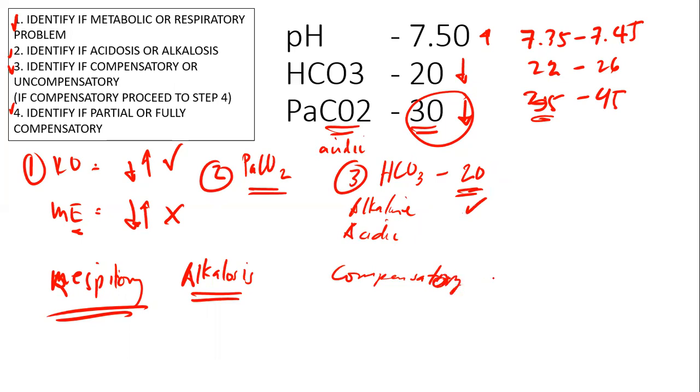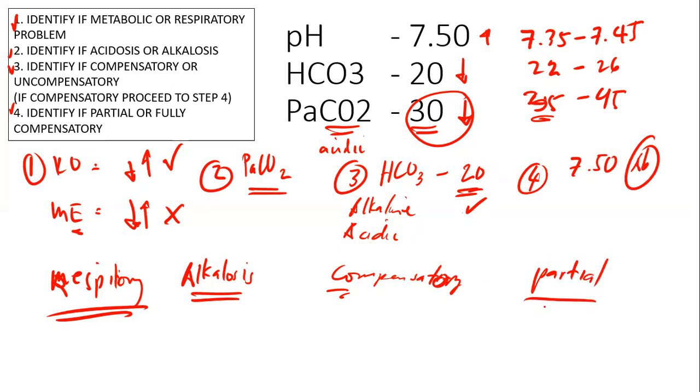Compensatory. All right? Now, if it's compensatory, let's go to number 4, 7.50. So is it normal, abnormal? This is abnormal. So therefore, this is partial. So respiratory alkalosis, compensatory, partial, or you can write it as partial compensatory.